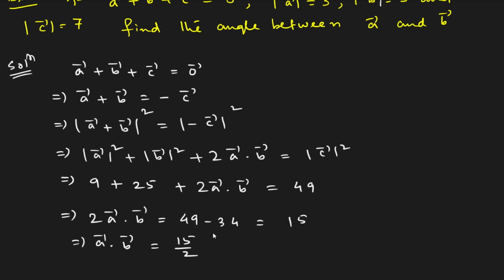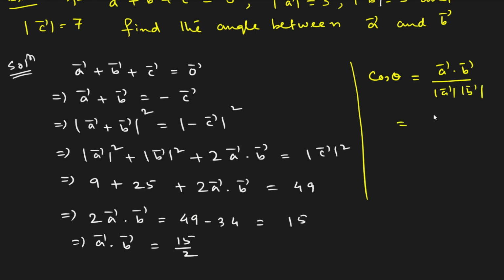But what we have to find? We have to find the angle between a bar and b bar. So to find the angle between a bar and b bar, what will we do? We know that cos theta equals a bar dot b bar divided by modulus a bar times modulus b bar. This is the formula.